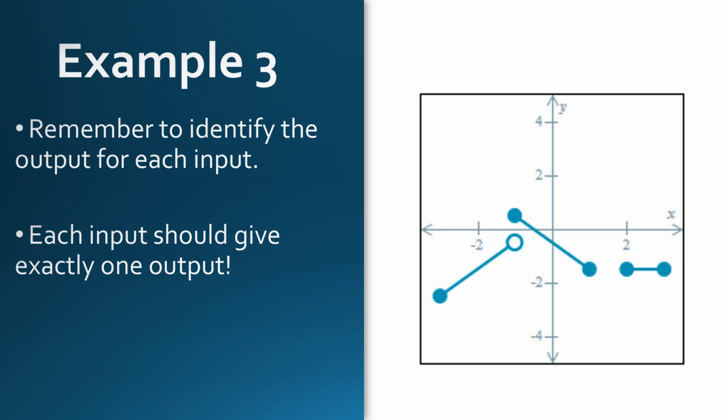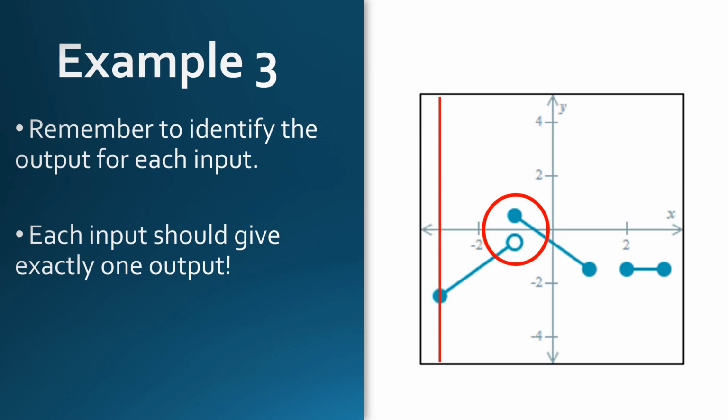Alright students, now let's look at example 3. Remember, we're going to identify the output for each input, and each input should only give you exactly one output. Now since this is a graph, we would normally start by doing our vertical line test. But what I want you to see first is these dots right here. If you remember properly, the filled in dot means less than or equal to or greater than or equal to, and the open circle means less than or greater than, but not equal to. So this is actually okay.